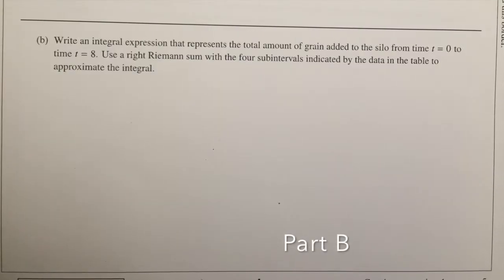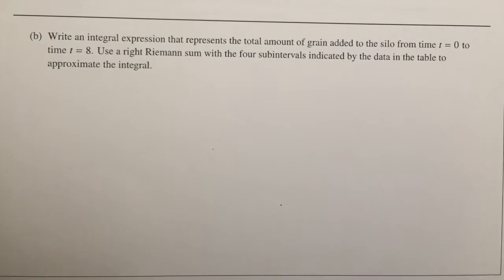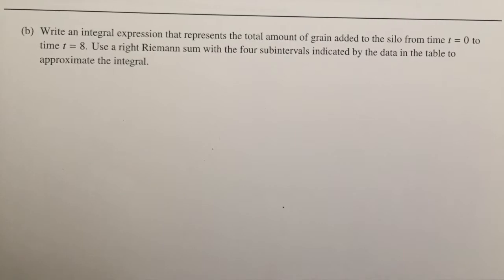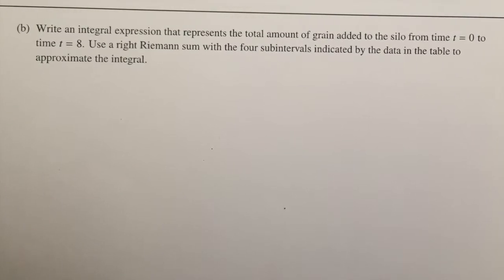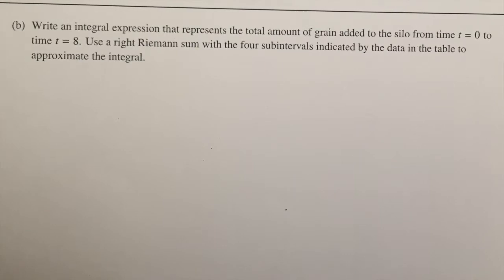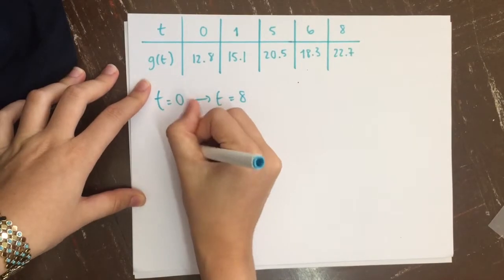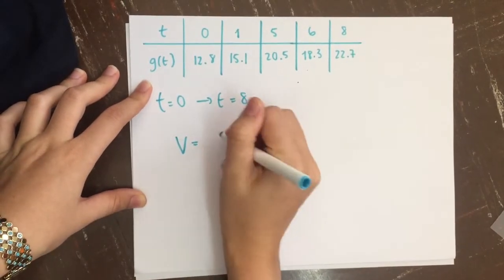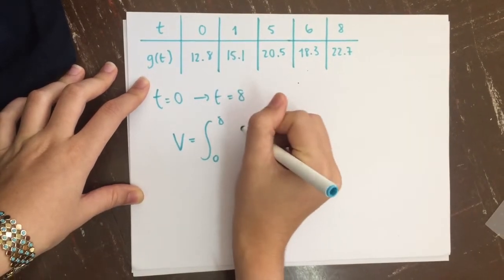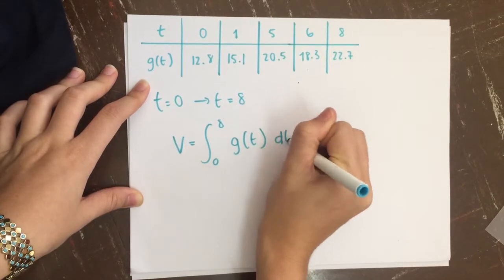B. Write an integral expression that represents the total amount of grain added to the silo from time 0 to time 8. Use a Riemann sum with 4 subintervals indicated by the data in the table to approximate the integral. To create a Riemann sum, we're going to start by setting up an integral to find the volume of the accumulation of grain from time 0 to time 8. So that's our integral of g of t dt.